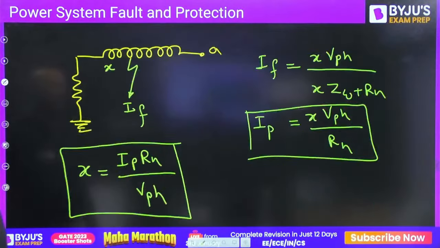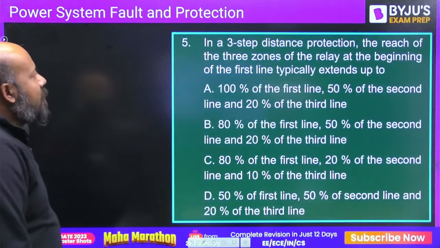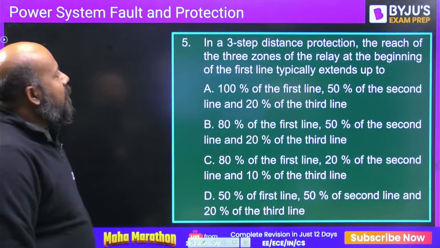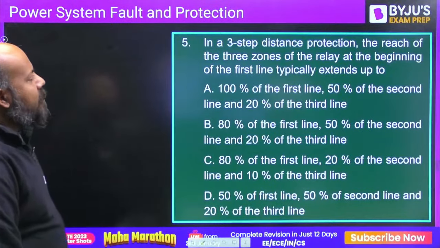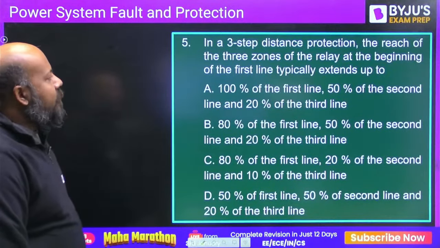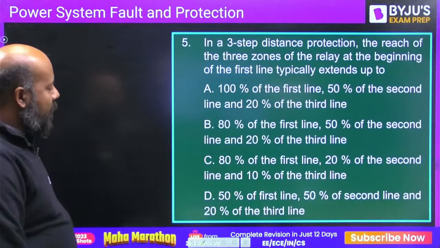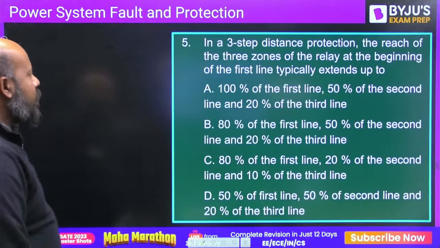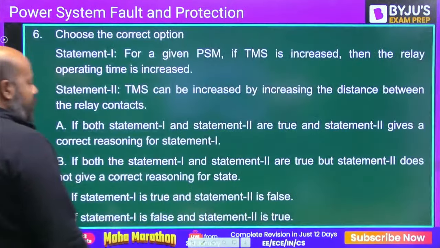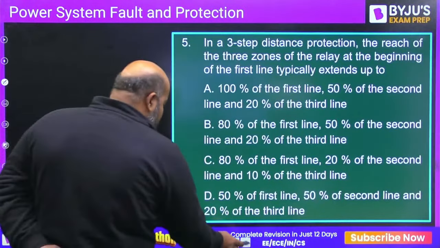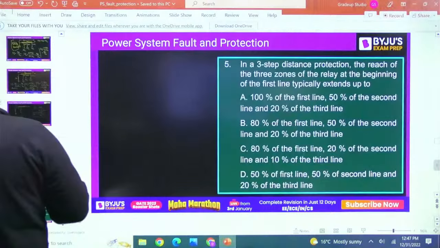See the next question. In a three-step distance protection, the reach of the three zones of the relay at the beginning of the first line typically extends up to. Now, what is this three-zone protection of distance relays? So, let me add some point here.